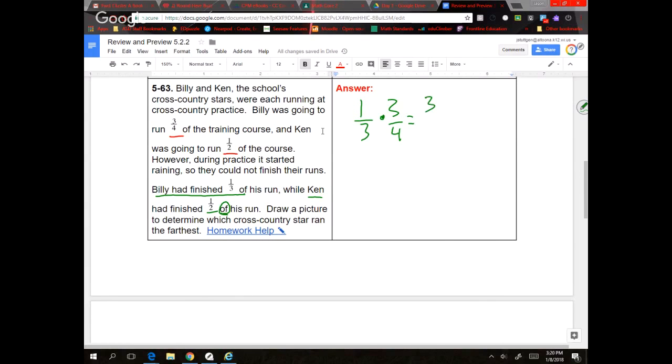1 times 3 is 3. 3 times 4 is 12. And I can simplify that to 1/4 because 3 goes into 3 one time and 3 goes into 12 4 times. As for Ken, he had 1/2 and he only ran half of that. So he only ran 1/4. So in turn, they both ran the same exact distance of 1/4.